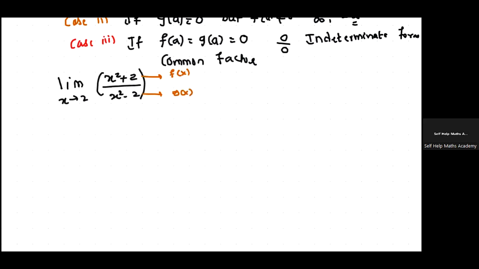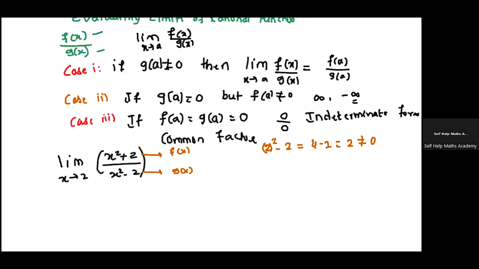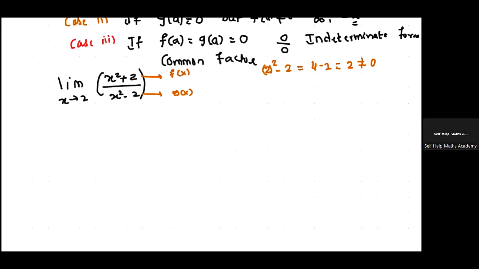When I substitute the value of x as 2, what happens to the denominator? It is 2 square minus 2, which is 4 minus 2, which is 2, which is not equal to 0. That means your denominator is not equal to 0. The denominator not being equal to 0 means it is simply the first case: you substitute wherever x is there as a and simplify. Since the denominator is not equal to 0, clearly your g of 2 is not equal to 0.